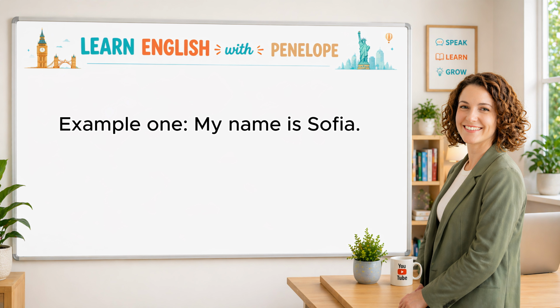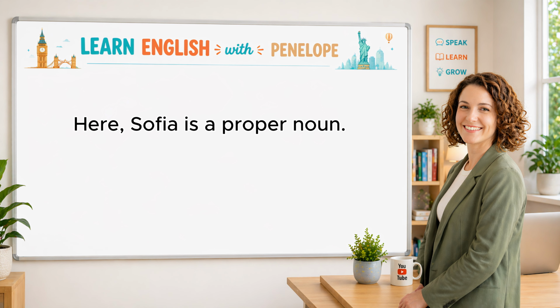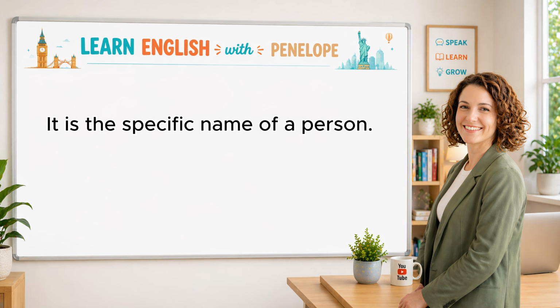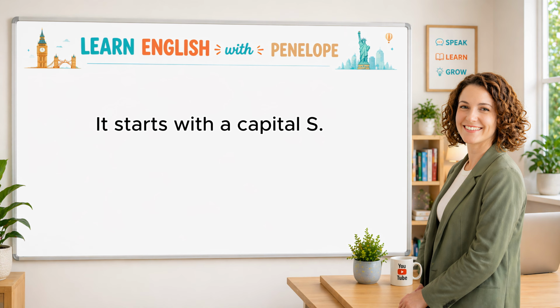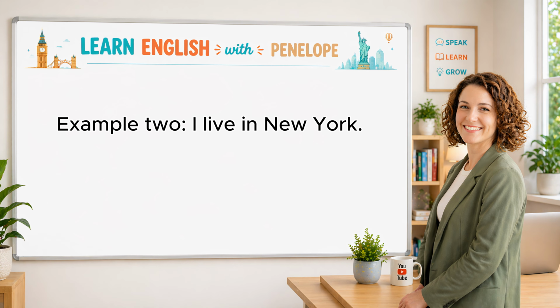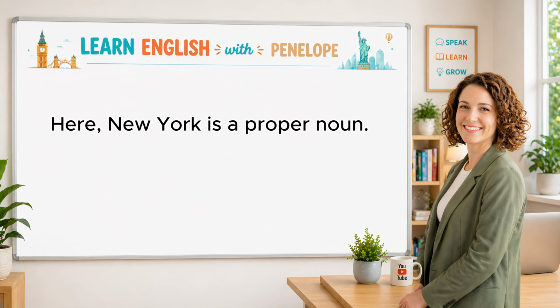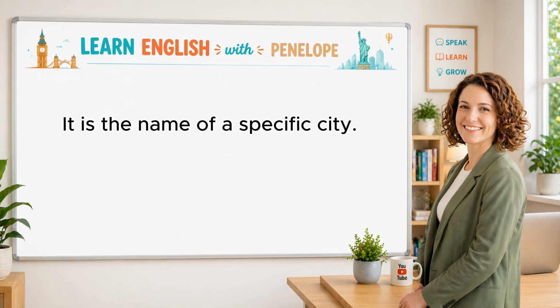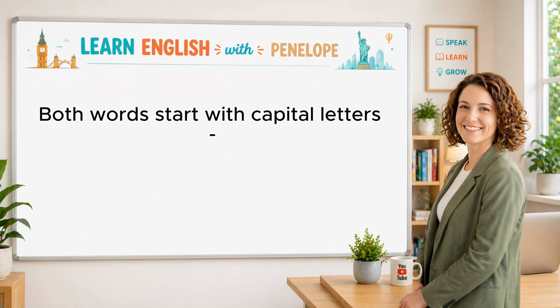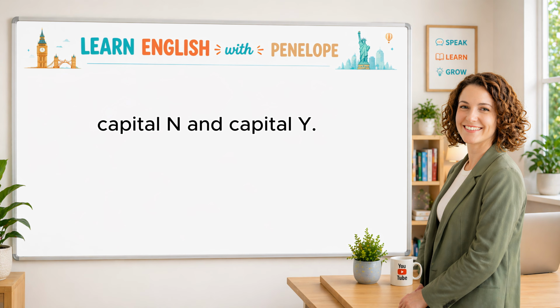Example 1. My name is Sophia. Here, Sophia is a proper noun. It is the specific name of a person. It starts with a capital S. Example 2. I live in New York. Here, New York is a proper noun. It is the name of a specific city. Both words start with capital letters, capital N and capital Y.